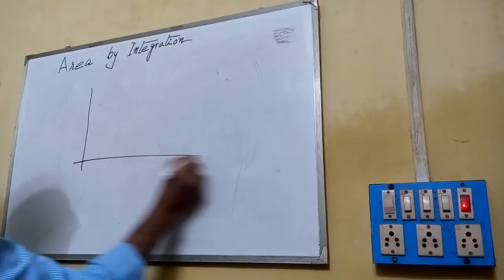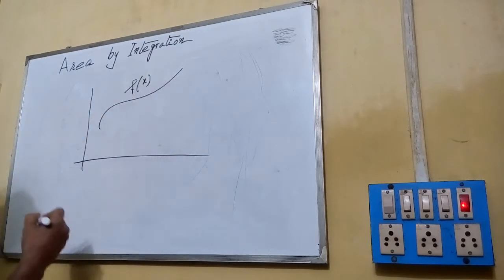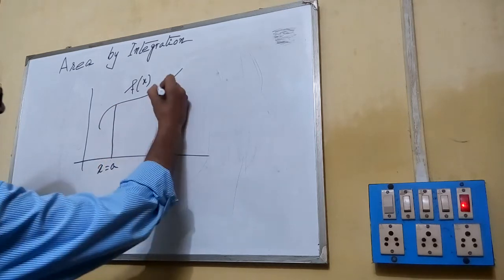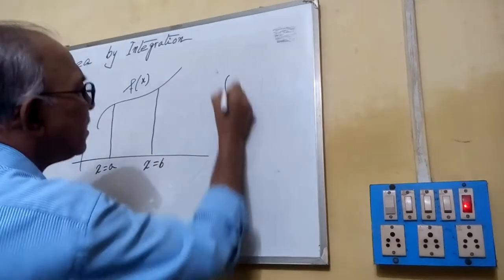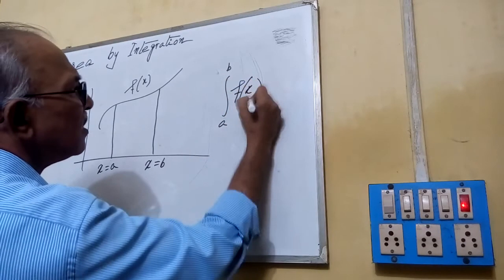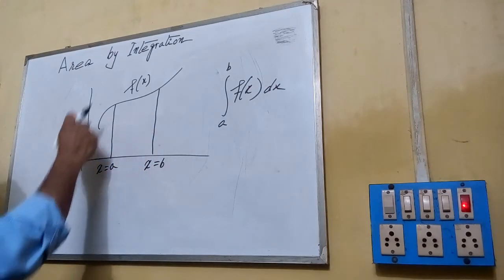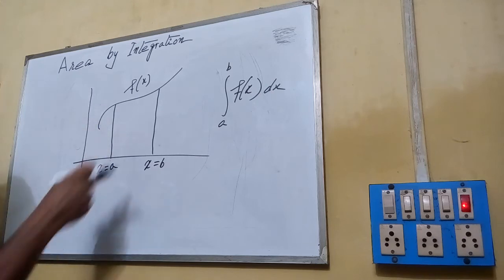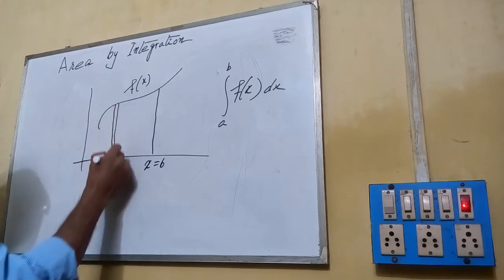Suppose this is a graph of f(x). This is the line x equals a. This is another line x equals b. The integral from a to b of f(x) dx means the area enclosed by the curve f(x), the ordinate x equals a, the ordinate x equals b and the x-axis. That means this area.